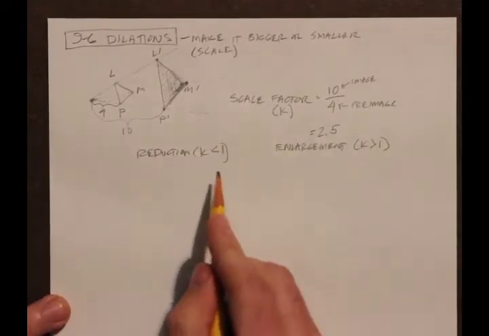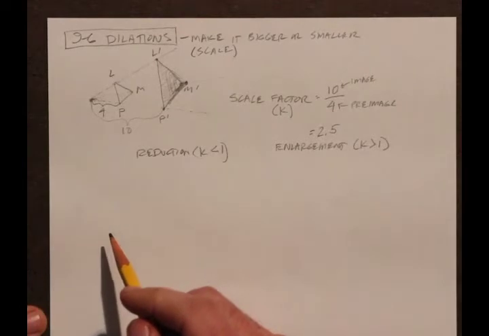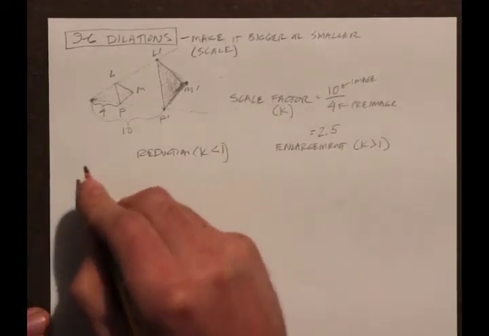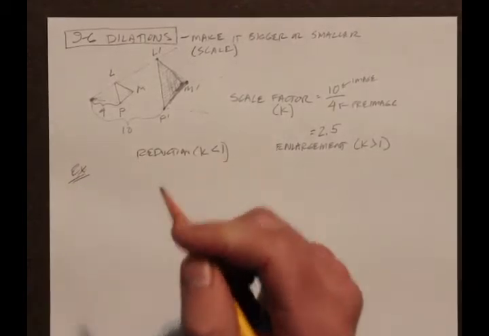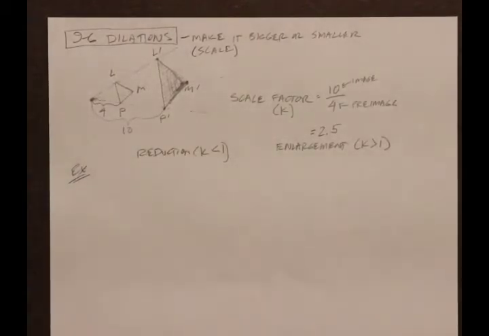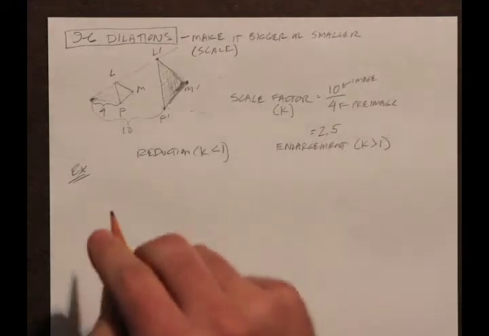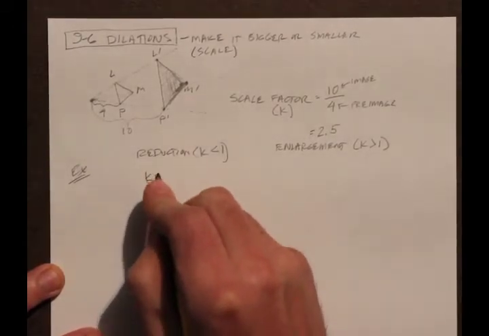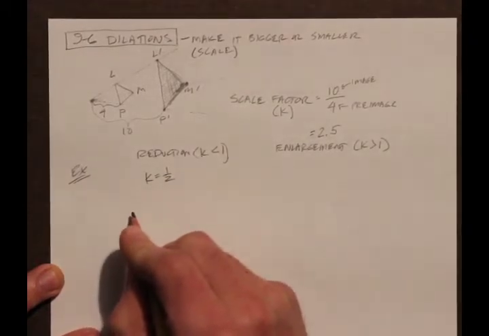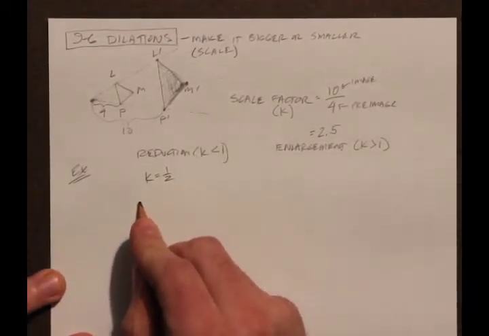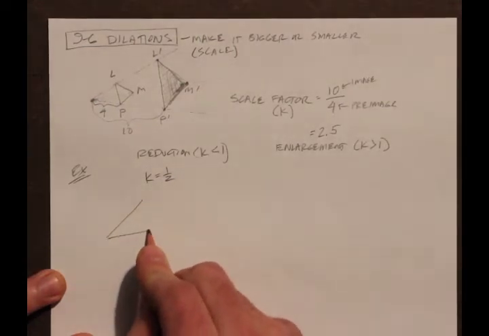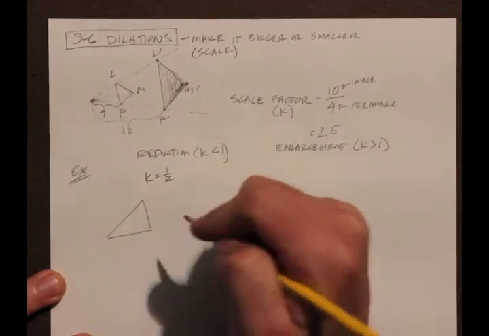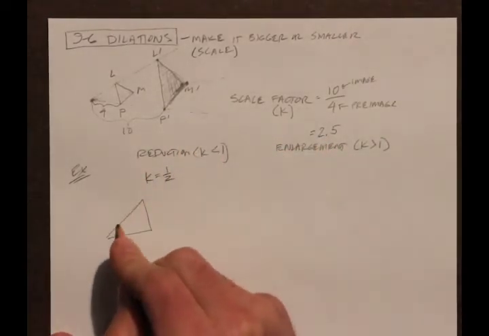And let's look at what some of these might look like. So here are some examples. And I would like to use rulers for this, but I'm just going to assume that you don't really have access to a ruler right now. And so we're just going to label everything clearly. So we're going to do a reduction. We're going to do K equals 1/2 for this example that we're about to do. And so we're going to draw a triangle that looks like this, and we'll say that this is about 1 inch.